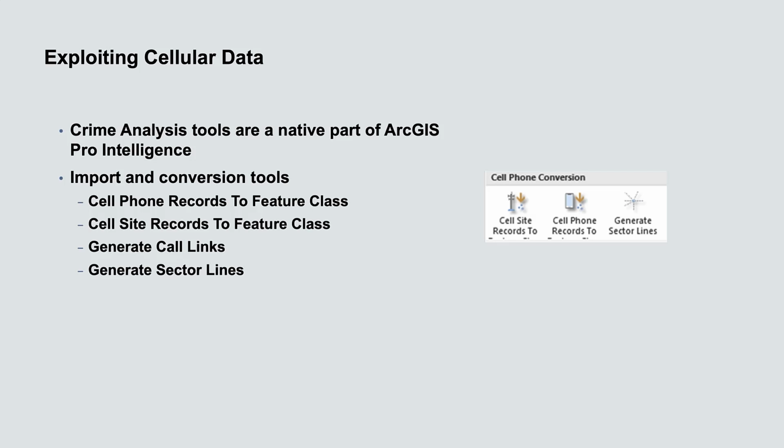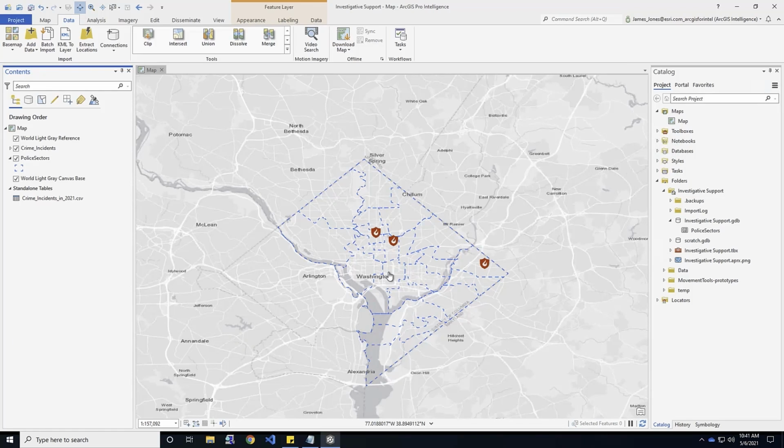And with that, I'm going to go ahead and switch over, and let's start showing how some of these tools can be used to really help further support these investigations. So let's jump right in and start understanding how you can use ArcGIS Pro Intelligence to really support various types of investigations.